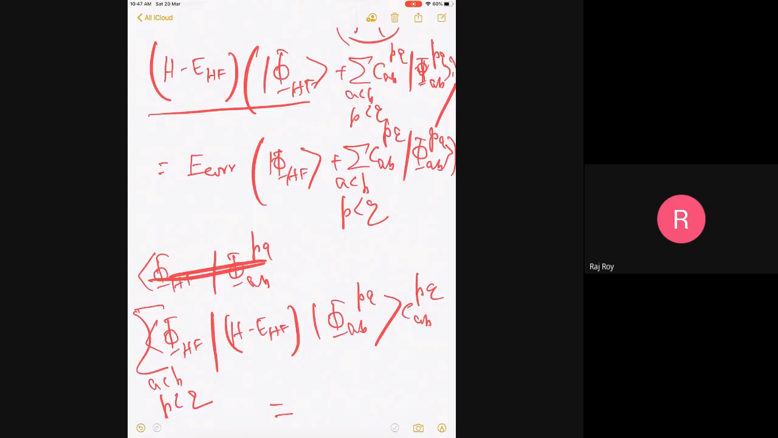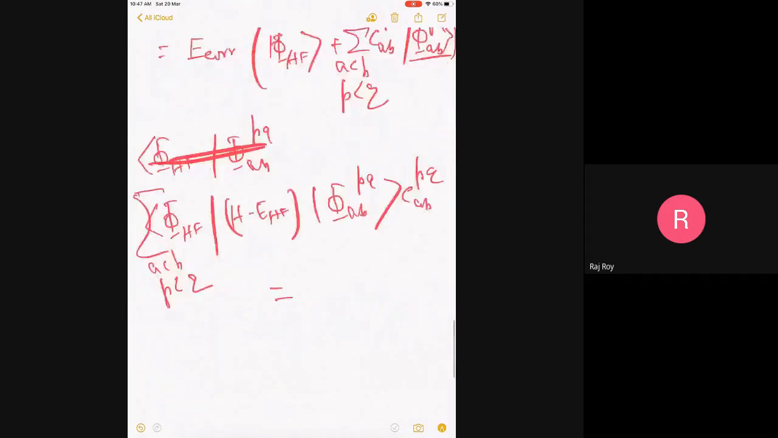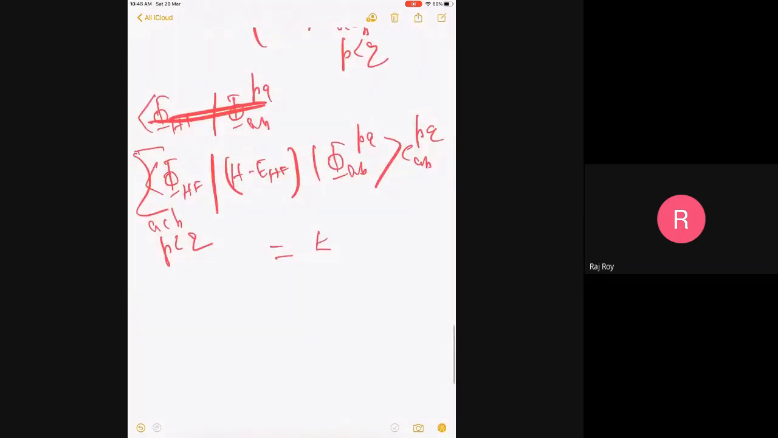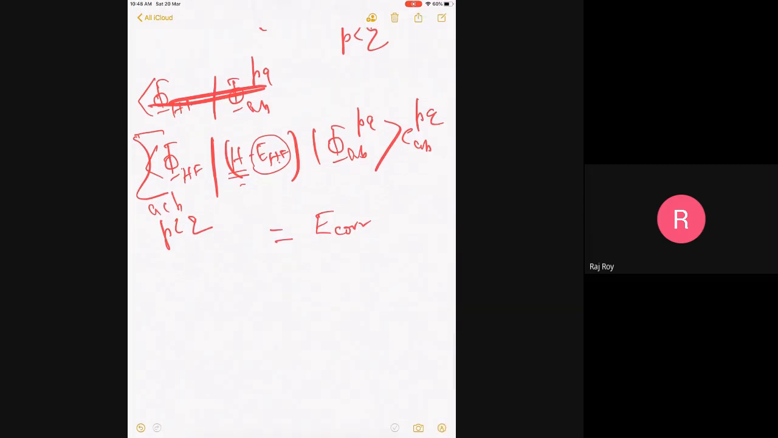Phi Hartree-Fock is orthogonal to double excitation, so you just have E correlation. And this is exactly what we got. If you now look at the dimer or the tetramer problem, this is exactly what we got. E Hartree-Fock is incidental here because this comes out and they are again orthogonal. So what is important is just the Hamiltonian matrix element, and this is what I call K12.